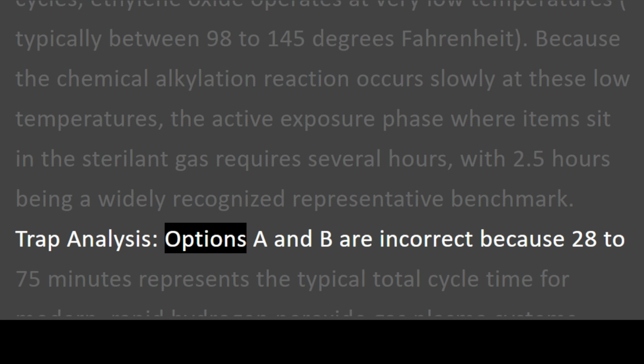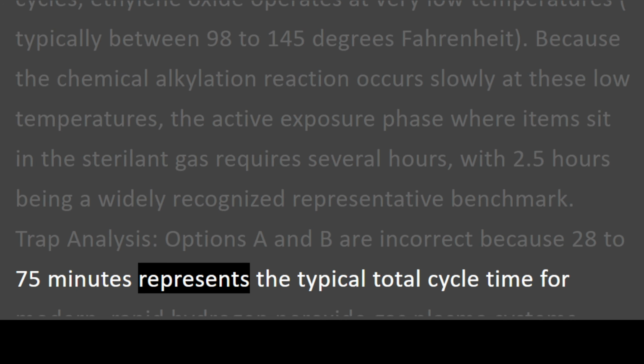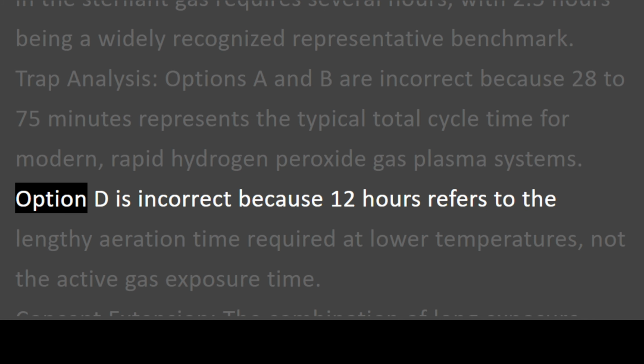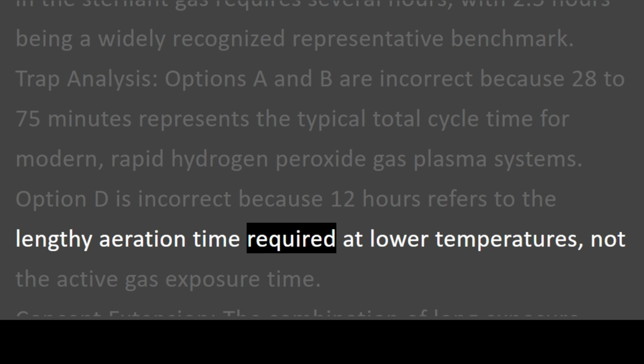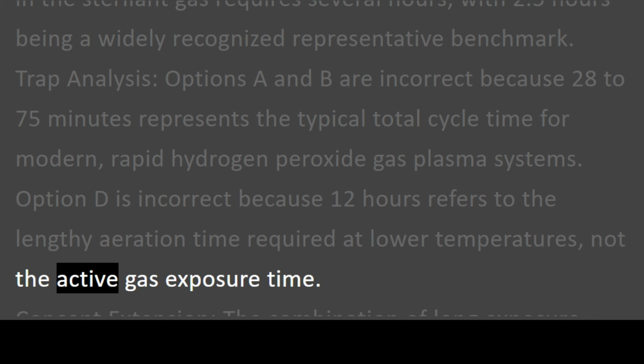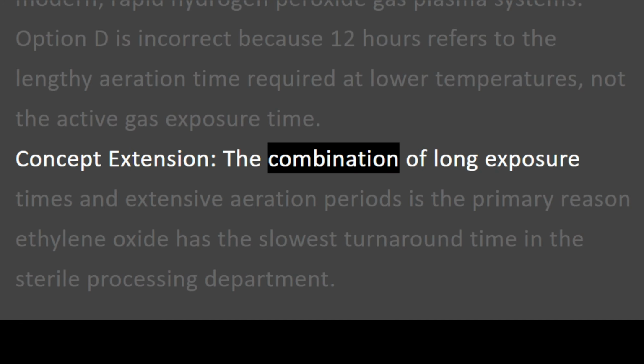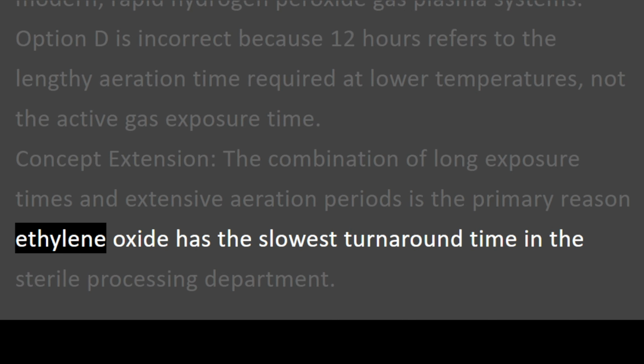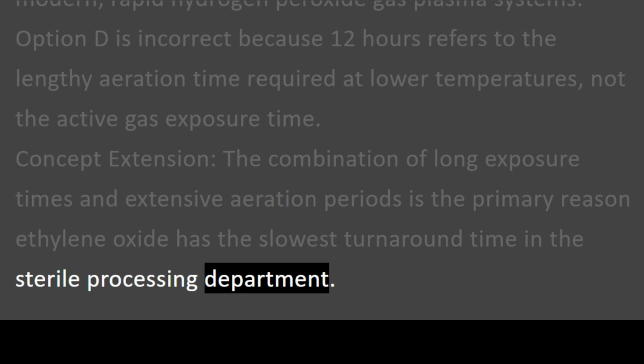Trap analysis. Options A and B are incorrect because 28 to 75 minutes represents the typical total cycle time for modern, rapid hydrogen peroxide gas plasma systems. Option D is incorrect because 12 hours refers to the lengthy aeration time required at lower temperatures, not the active gas exposure time. Concept extension. The combination of long exposure times and extensive aeration periods is the primary reason ethylene oxide has the slowest turnaround time in the sterile processing department.